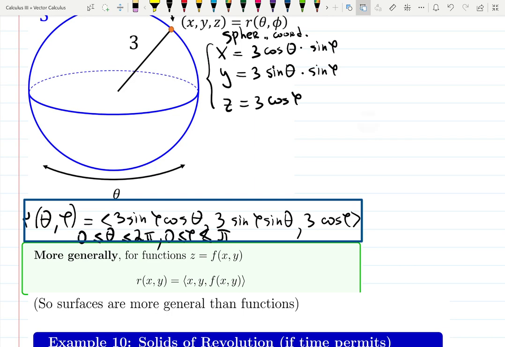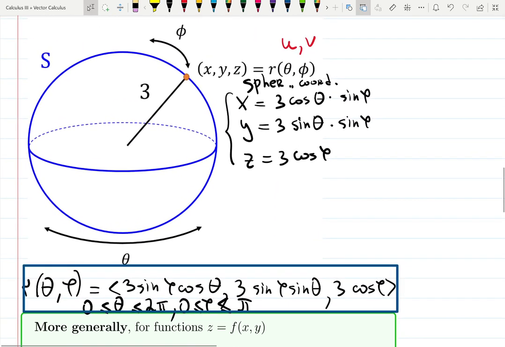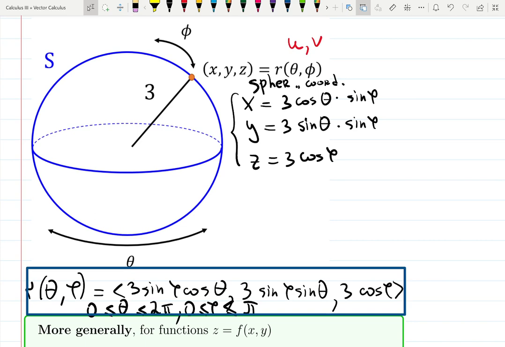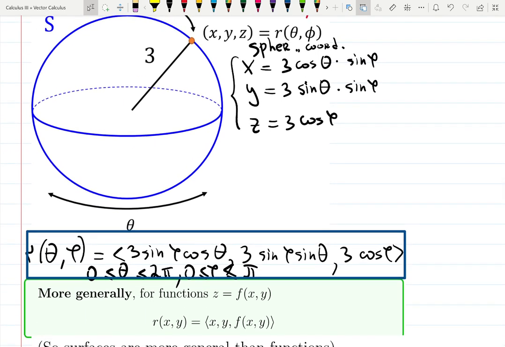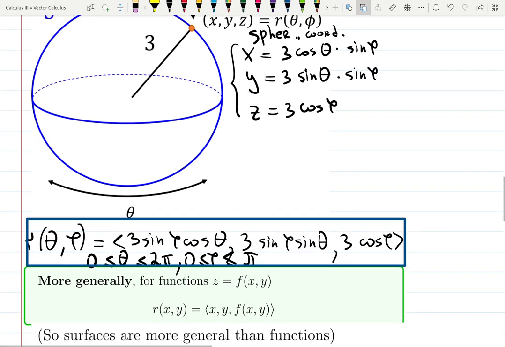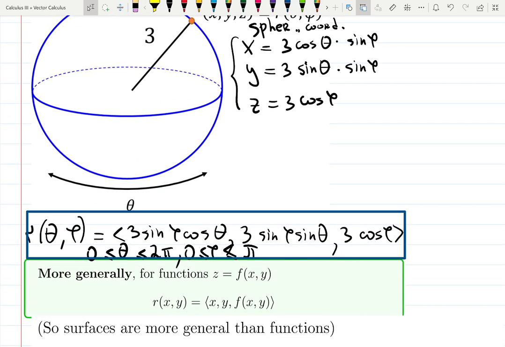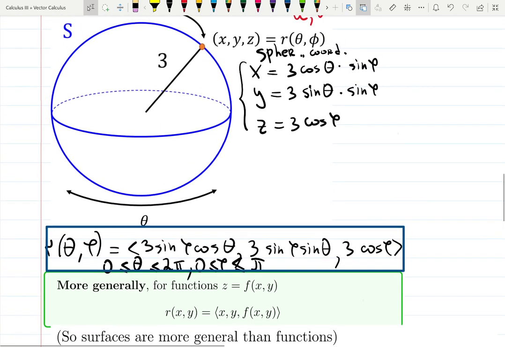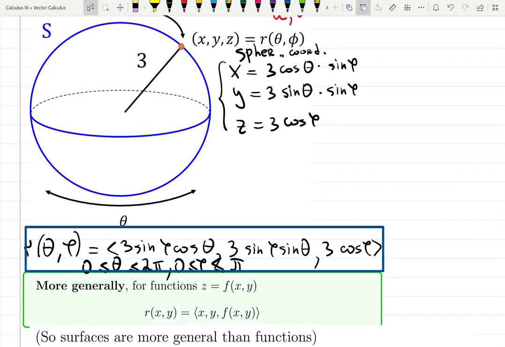What was your question? Questions, what do you think? And then more generally over here, right down below, there's a table. More generally, for a function z that depends on two variables, we can use r of x, y, and that z, the third coordinate, depends on the two previous ones. That is the general case. You will see it. So surfaces are more general than functions. That's kind of the idea here.